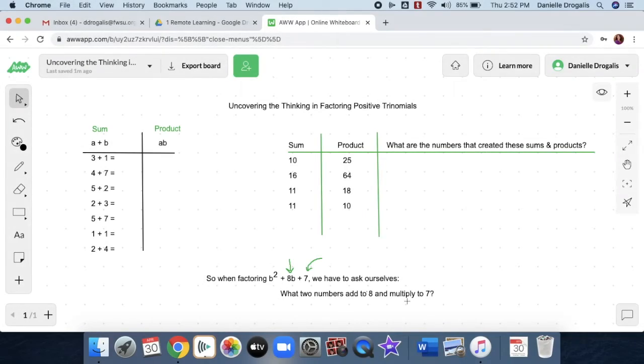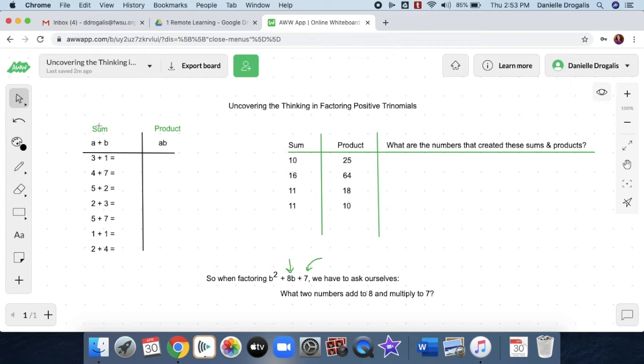That's about uncovering the thinking needed in factoring trinomials. And this video is focusing only on trinomials that have only positive terms throughout. So if you take a look at the bottom of the screen right here, that's for trinomials that look like this, where it's a positive b squared, a positive middle term, which is 8b, and a positive last term, which is the 7. So here's the thinking.